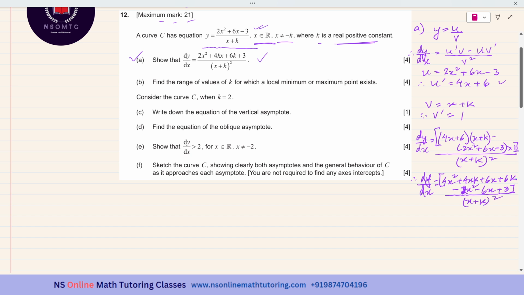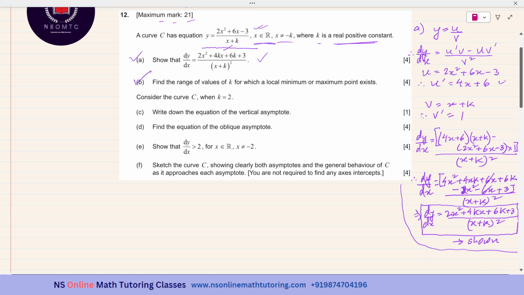So this implies dy by dx is equal to 4x square minus 2x square is 2x square, and 4xk, they have written 4kx, so I will be writing it as 4kx, and 6x and minus 6x, they cancel and you have 6k plus 3, over x plus k whole square. So shown.